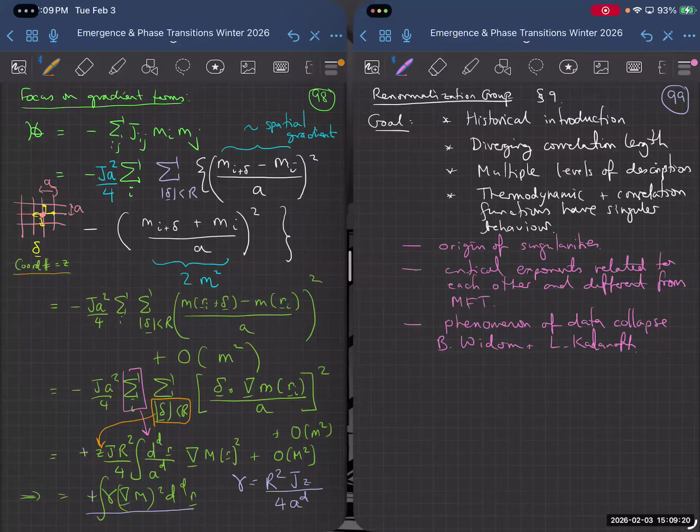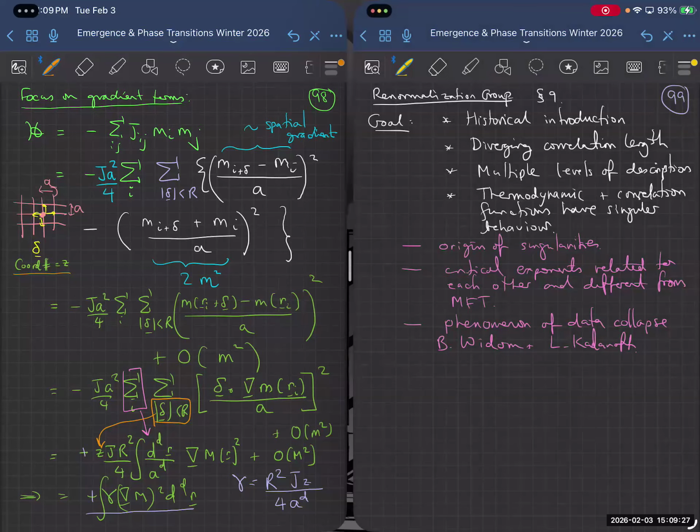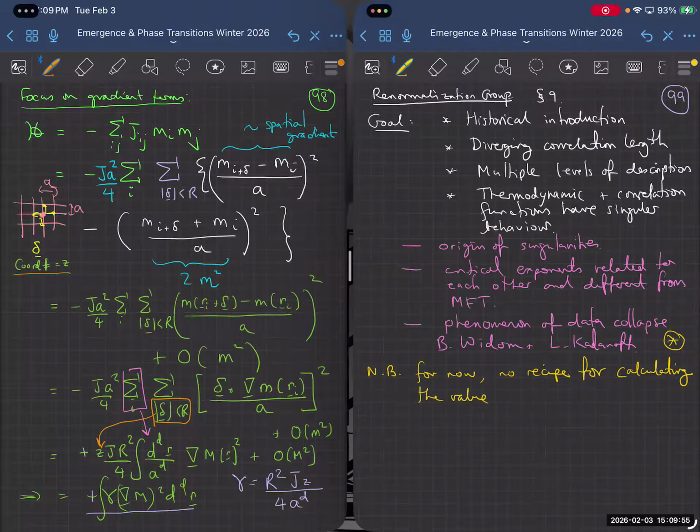So this phenomenon of data collapse, which I showed you, is the crucial thing to explain. So this thing here is really what we're going to explain in detail. And the thing that we won't be able to do, at least for now, is that there's no recipe for calculating the value of critical exponents.